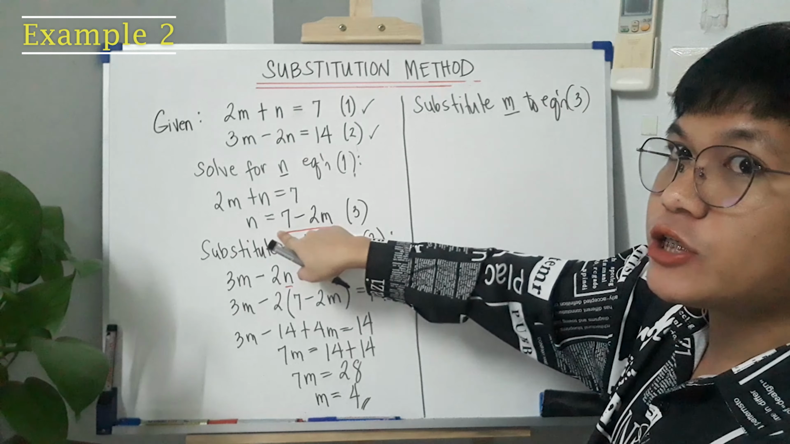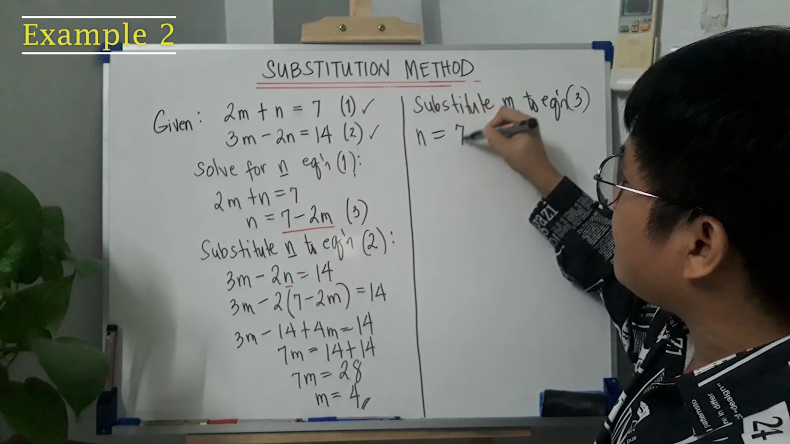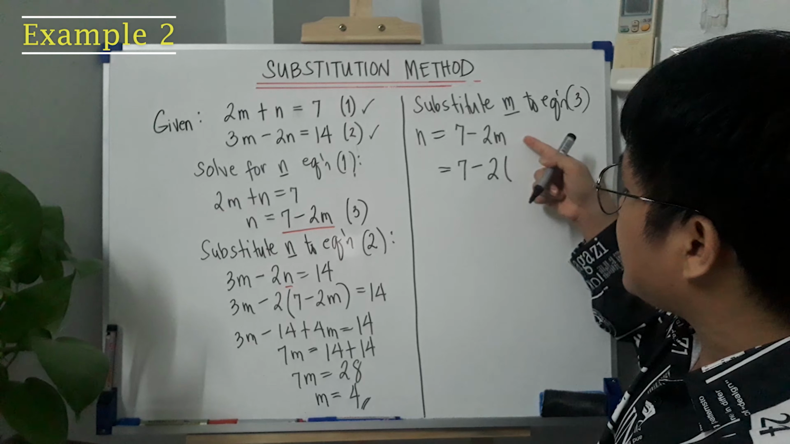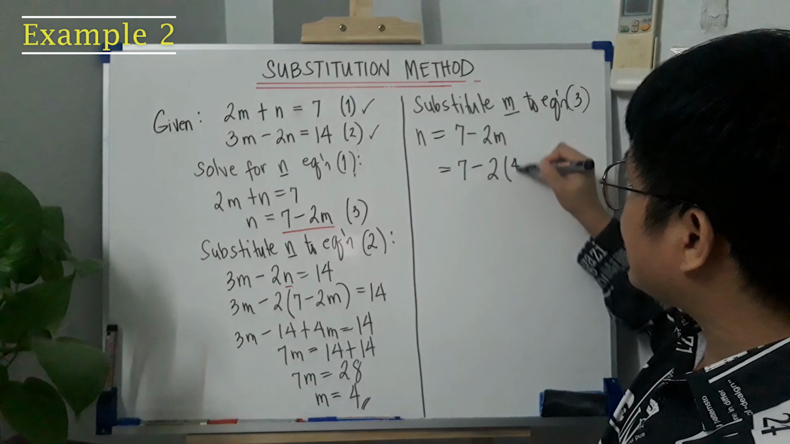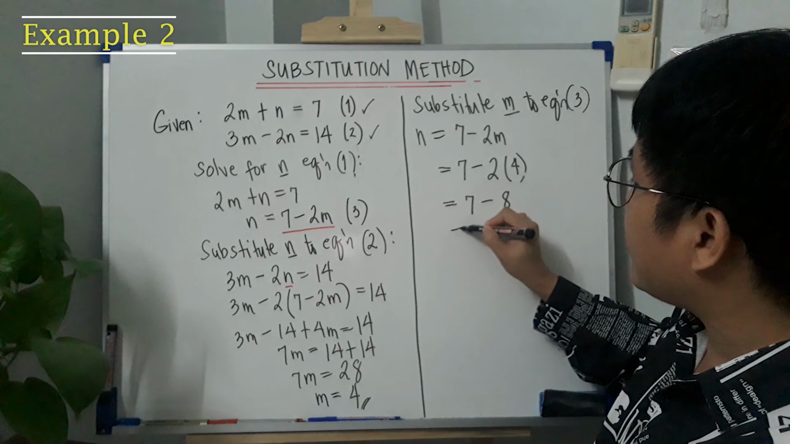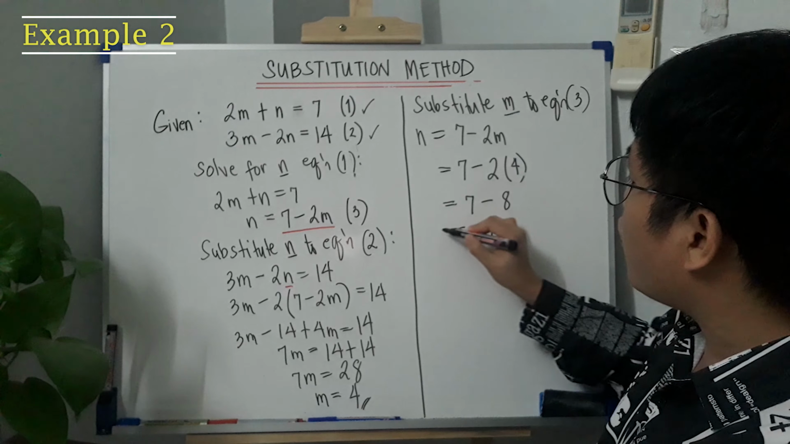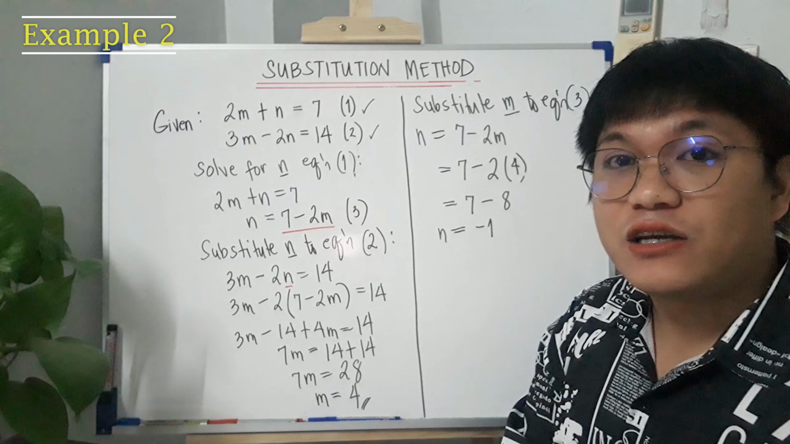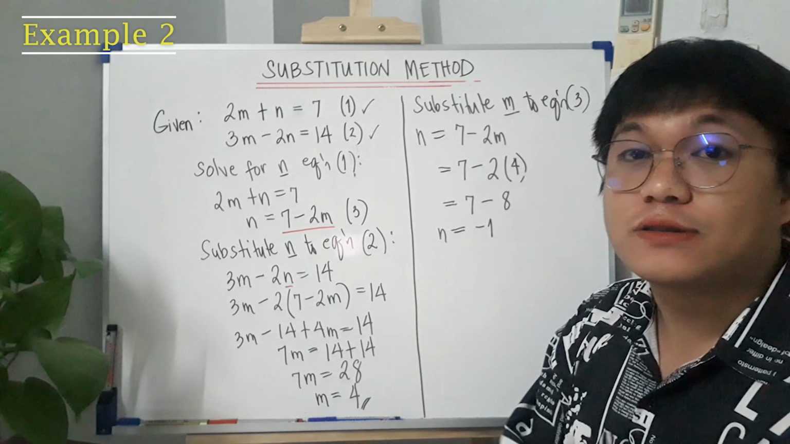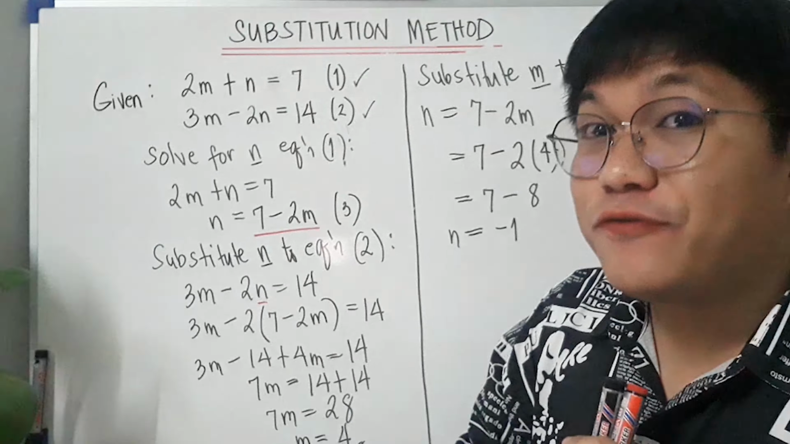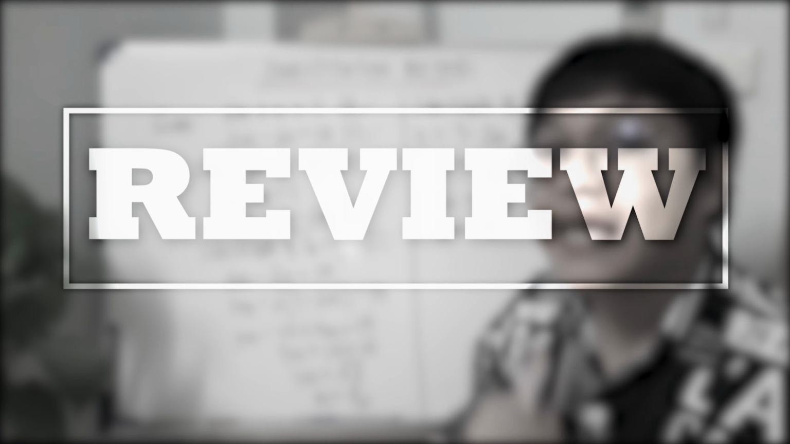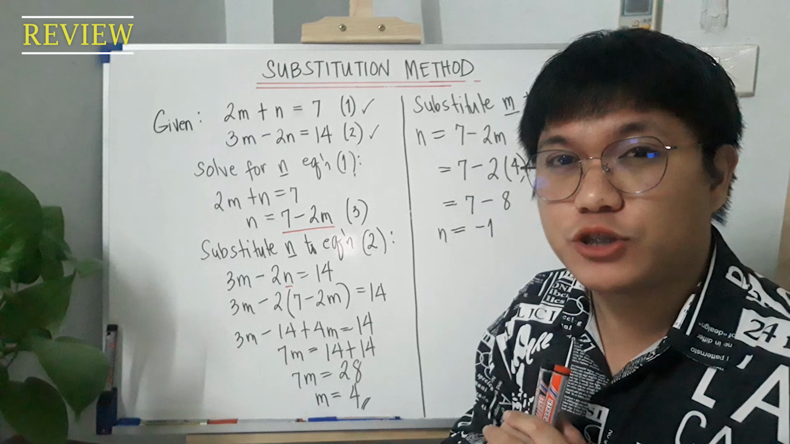Using equation number 3, which is n equals 7 minus 2m, 7 minus 2 times, since the value of m is 4, so we will write here 4, equals 7 minus 2 times 4 is 8. Therefore, our n is negative 1. Therefore, the values of the unknown variables are m is equal to 4 and n is equal to negative 1. Before we end our discussion for today, let's have a recap of the steps in solving systems of linear equations using substitution method.